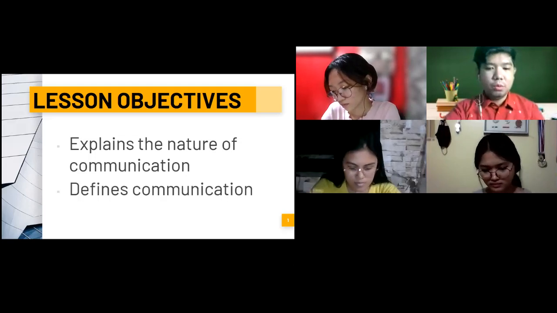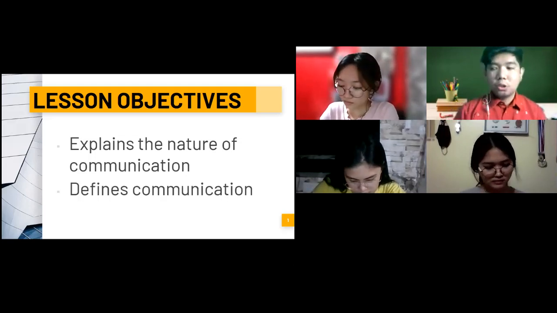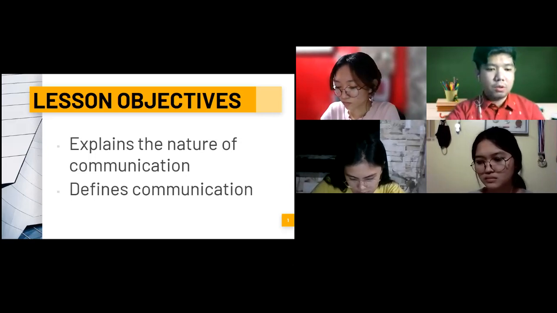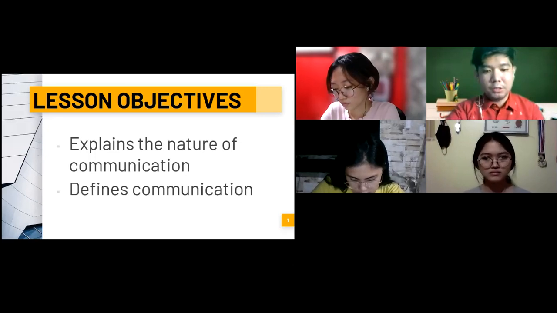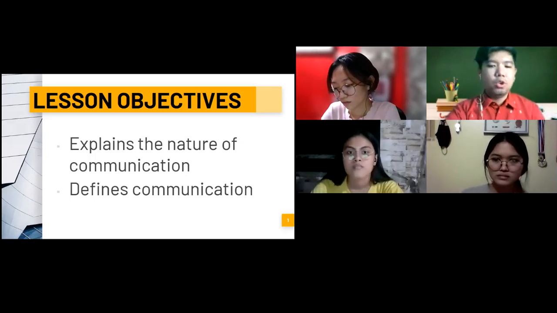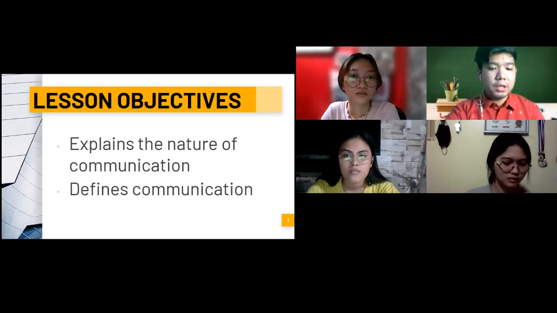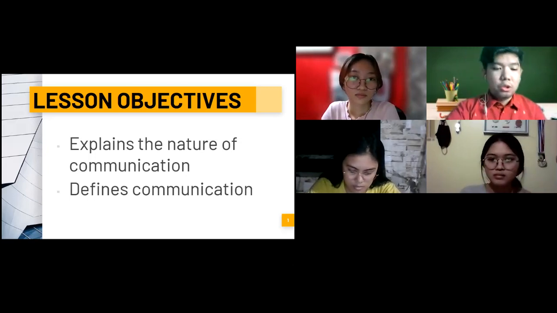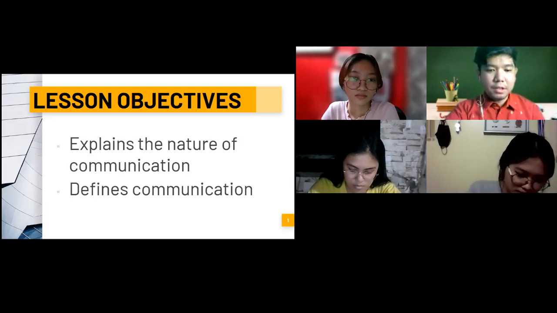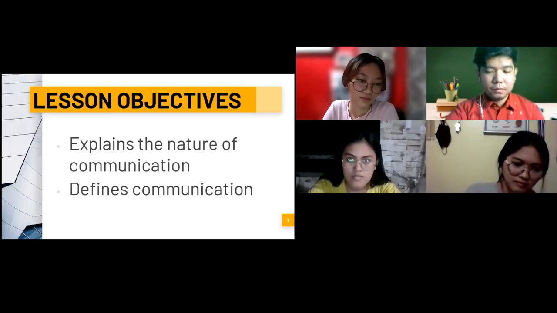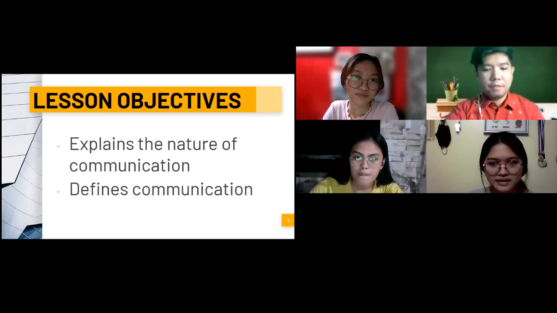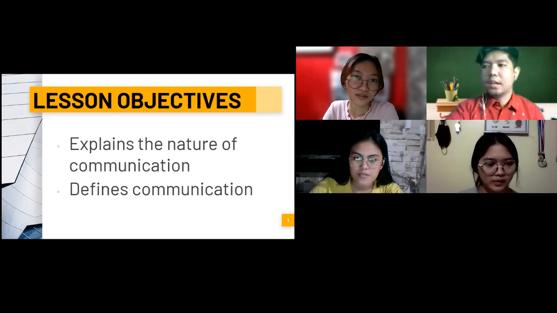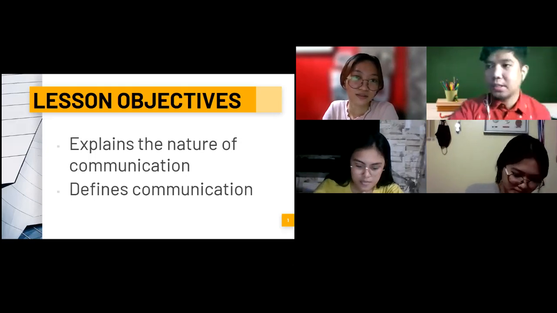And last, you will be able to define communication. In this meeting, you will not just be able to define communication as a manner of speaking, but you will also be able to define communication extensively. Do you understand the two objectives that we have here? Do you have any question or clarification?